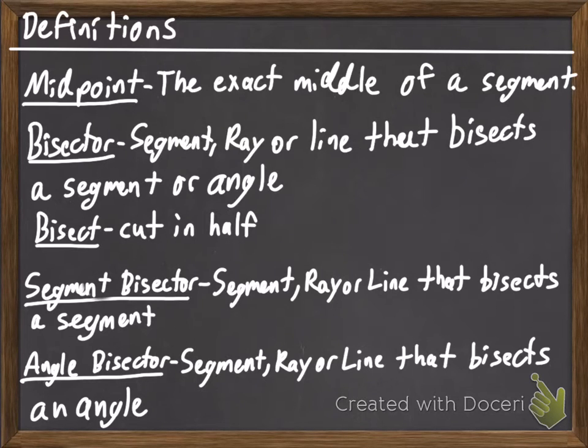First, some definitions. A midpoint is the exact middle point of a segment, so it's the spot right in the middle. A bisector is a segment, ray, or line that bisects a segment or angle. What does bisect mean? Basically, bisecting means it cuts it in half. So a segment bisector is a segment, ray, or line that bisects a segment, and an angle bisector is a segment, ray, or line that bisects an angle.